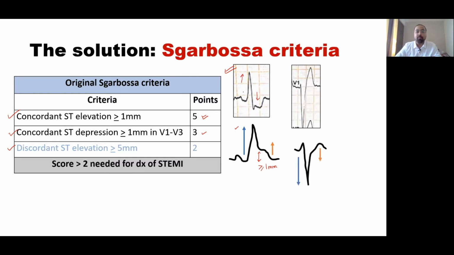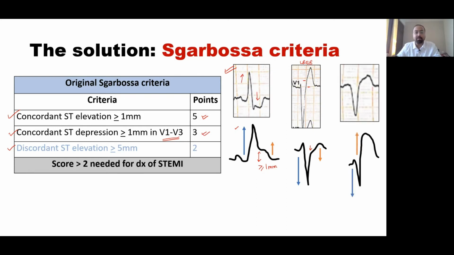Now, if you consider leads V1 to V3, the complexes are usually negative. Normally, you'll find that there is some amount of ST elevation, as you can see in this. Now, if you find that there is some amount of ST depression here, then it is abnormal and it is given 3 points.